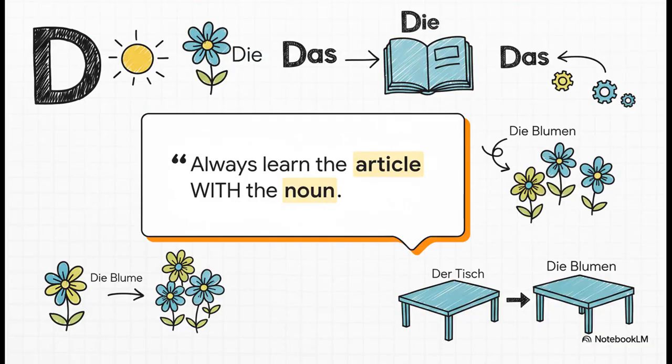This is it: the article, that der, die, or das. It's not some separate little word. You have to think of it as part of the noun's identity. They are a package deal. You have to learn them together as one complete unit.